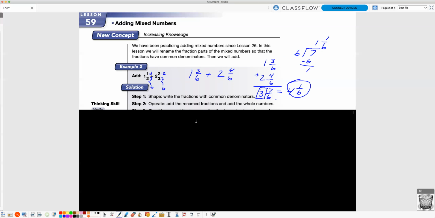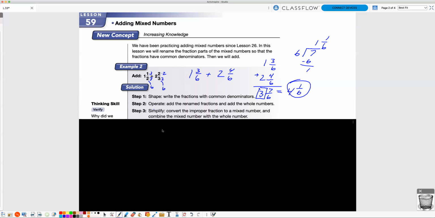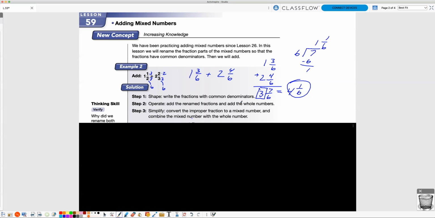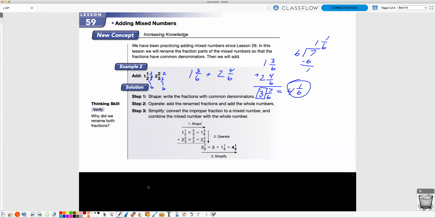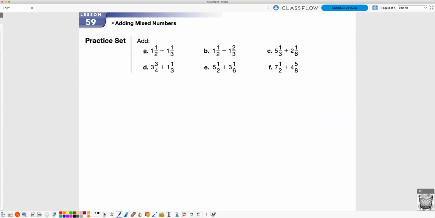So again, step 1 is to rename the fractions. Step 2, operate. Step 3, simplify by converting the improper fraction to a mixed number and then combine the mixed number with the whole number that you had previously. You have to rename both fractions so that you have like denominators. All right, let's practice this.